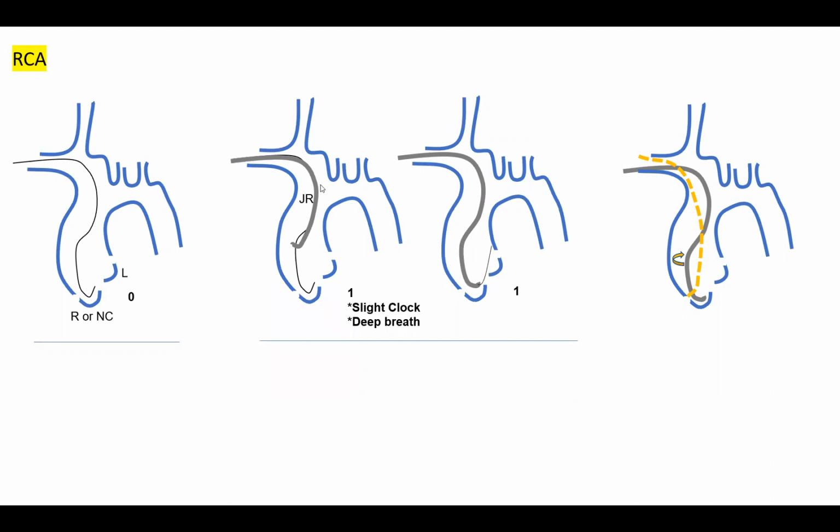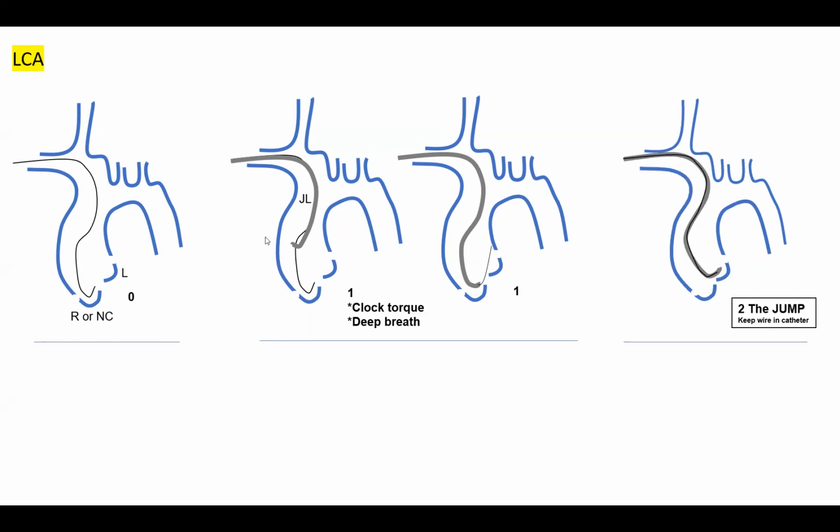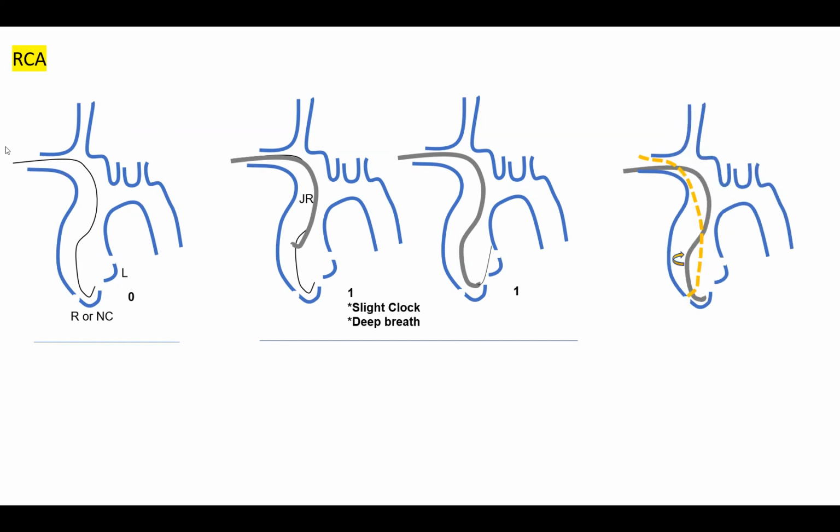Okay, now after describing some basics, I will dive into more of the actual details of how to engage from a radial access. So those are the steps of RCA engagement coming from a radial access. The initial steps are similar to what I described last week with left coronary engagement. You advance a wire all the way up onto the right coronary cusp.